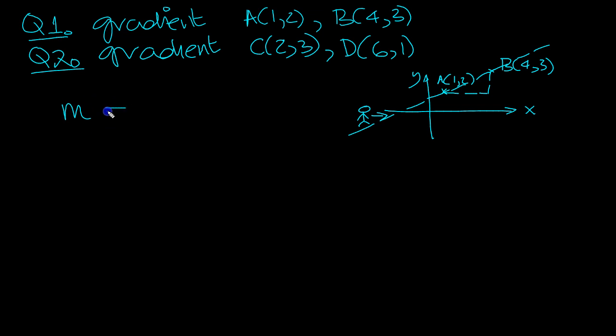So for question 1 then, the gradient is the increase in y, so it's 3 minus 2, divided by the increase in x, and the increase in x was from 1 to 4. So it's 1 over 3, a third. So for every 3 you go along, you go up 1.